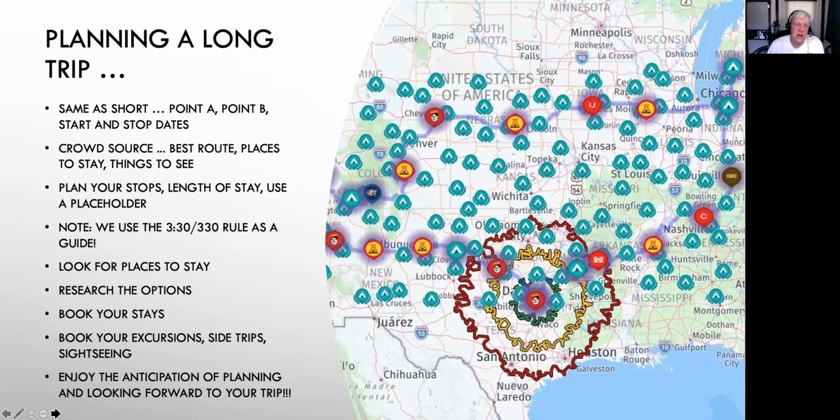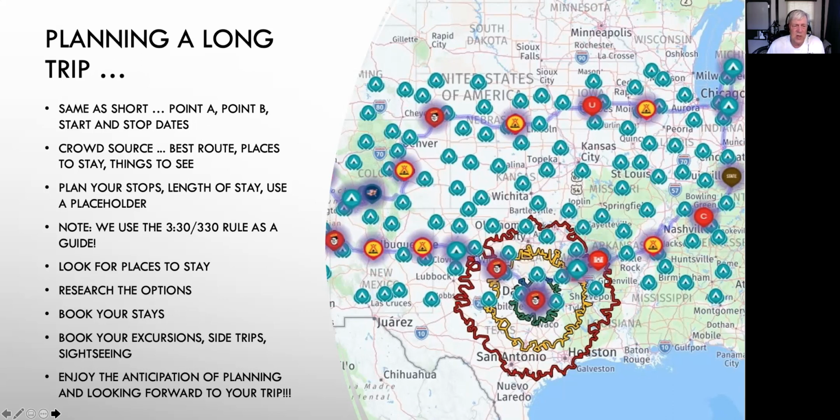Plan your stops, how long you're going to stay there. Sometimes I'll use a placeholder. If I'm not sure, I'll show you how to do that. We do use, by and large, the 330 rule. And that means that we're trying not to go any further than 330 miles in a day, and we'd like to be sitting still by 3:30 in the afternoon. That gives us plenty of time for a simple setup, relax, and get some good rest that evening, get a good meal, enjoy the place that we're at least a little bit, and then be rested up to head out the next day if we're doing a short stop, or to plan the next day and go see some things if we're there a little bit longer.